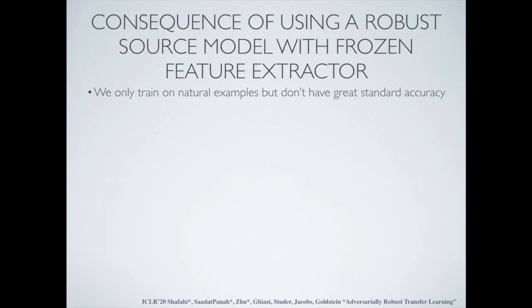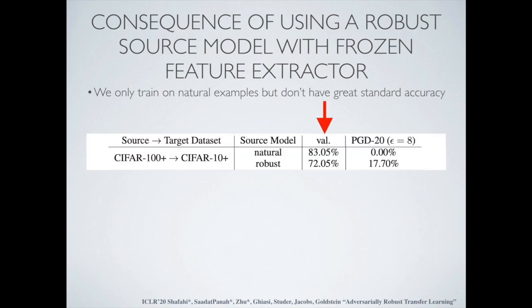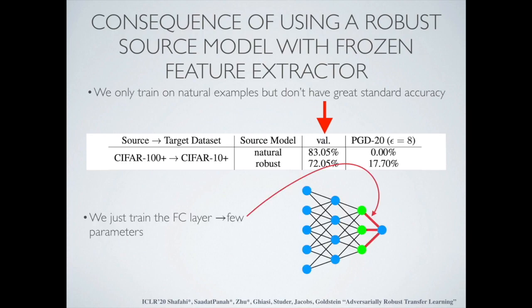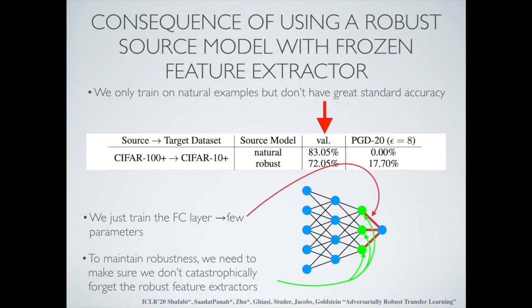Interestingly enough, we observe that while in our approach we train on natural examples, our standard validation accuracy isn't really high, especially for us where we use a robust source model instead of a naturally trained source model. For example, here we see a 10% gap. In hindsight, this underperformance in standard accuracy shouldn't be too shocking, given that the number of trainable parameters of our approach is relatively small. Remember, we froze all parameters except for the final fully connected layer on purpose to maximize the transfer of robustness. Given this observation, we wonder whether it is possible to improve the standard accuracy without hurting robustness.